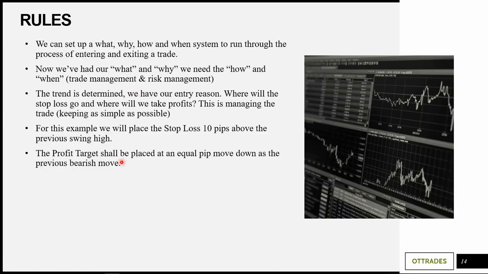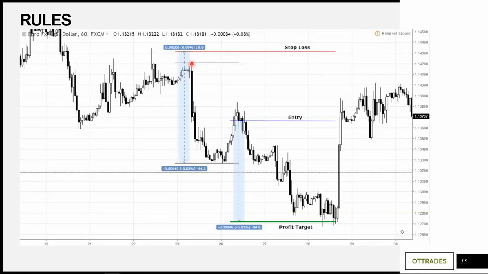And the profit target shall be placed at an equal pip move down as the previous bearish move. So from this swing high, we've moved down to a swing low. That move there is 94.6 pips. So an equal distance: copy that distance, 94.6 pips, and place it from our entry, the close of the bearish candle, and project that down.